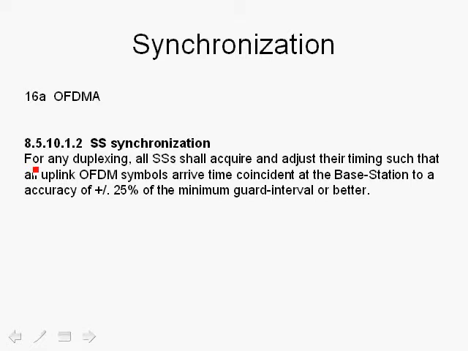For any duplexing, that means whether time division duplexing or frequency division duplexing, all subscribers shall acquire and adjust their timing such that all uplink OFDM symbols arrive time coincident at the base station to an accuracy of plus or minus 25% of the minimum guard interval or better. So this is the requirement for time synchronization, and we'll show exactly why this is important and how all this actually works.